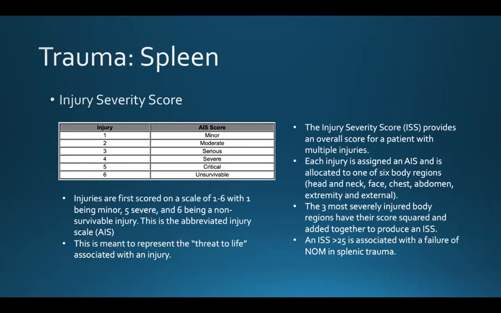Each injury is assigned an abbreviated injury scale score and is allocated to one of 6 body regions: head and neck, face, chest, abdomen, extremity, and external. And the 3 most severely injured body regions have their scores squared and added together. And an injury severity score greater than 25 is associated with a failure of non-operative management in splenic trauma.